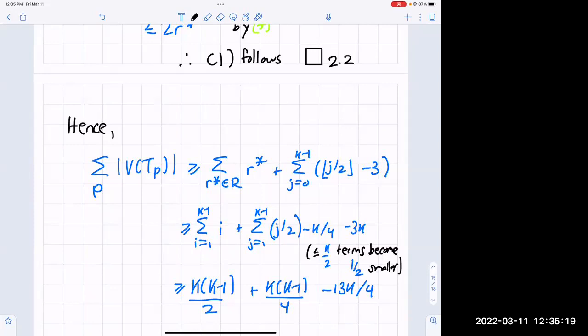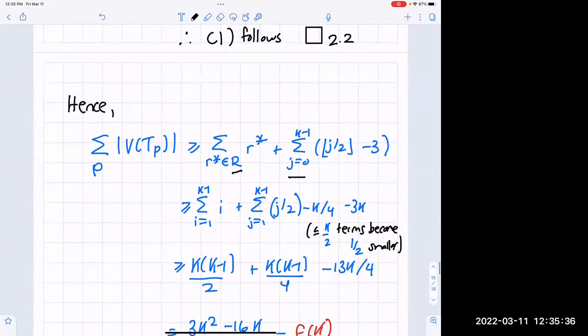And then I have a sum J equals 0 to K minus 1 of floor of J minus 2 over 3. Okay, so with capital R, I just have the vertices or the integers from 1 to K minus 1. So I'm just summing those up, which we know how to estimate, of course. And then just a little bit of bookkeeping with the floors. So, it could be that J is odd, so J over 2 is not an integer.